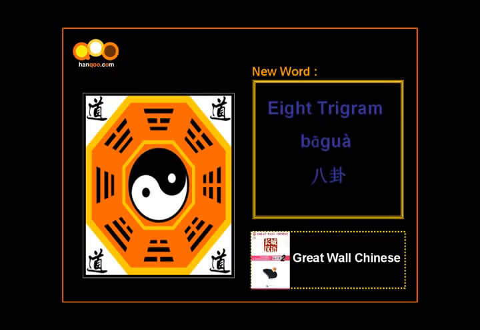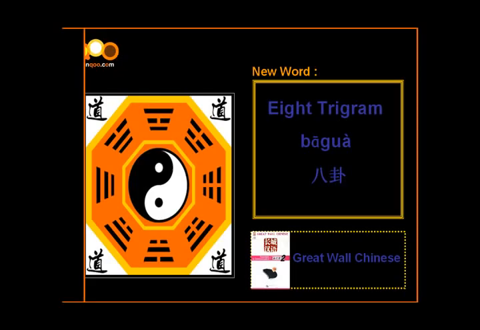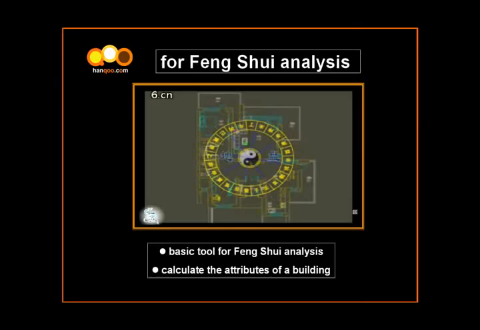Today's new word is 8 trigram. 八卦. 八卦. And here we go. The 八卦 diagram is the basic tool for feng shui analysis.